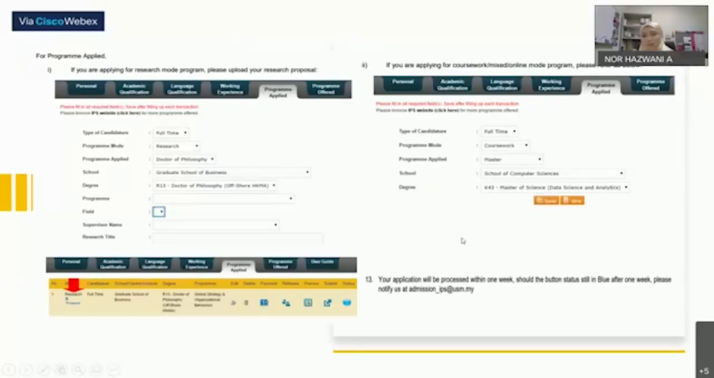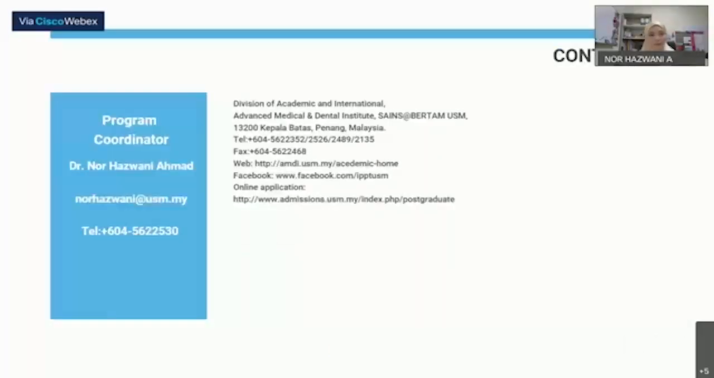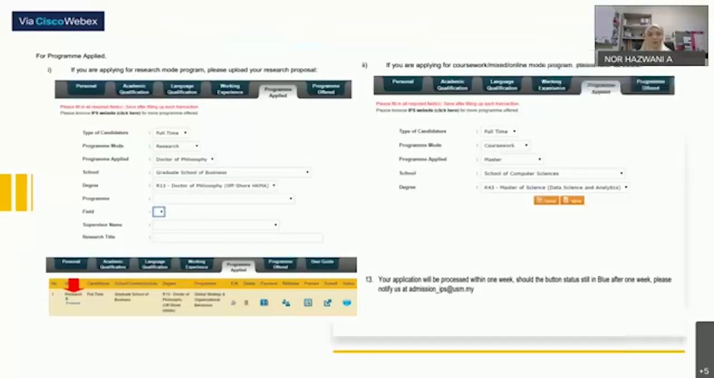Should the button status still be in blue after 1 week, you have to notify admission_IPS@usm.my. Apart from this, I forgot.